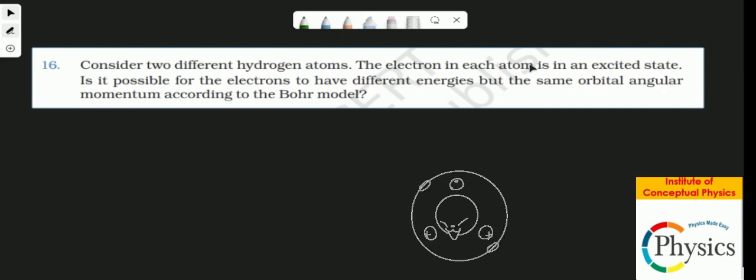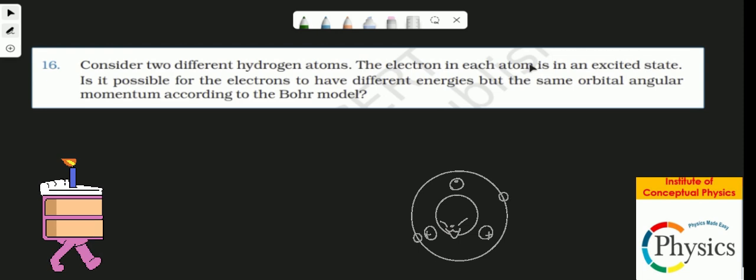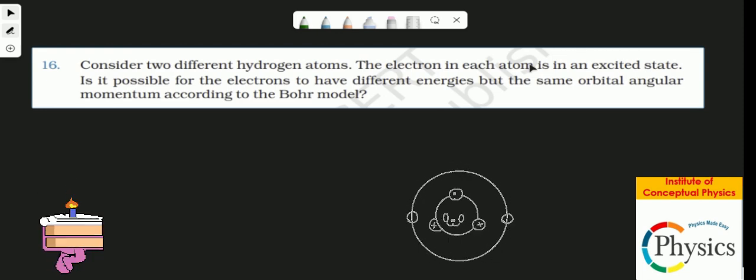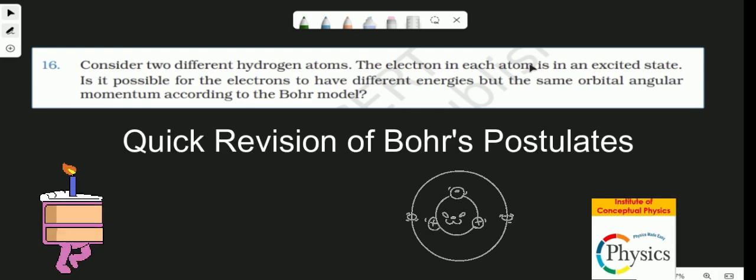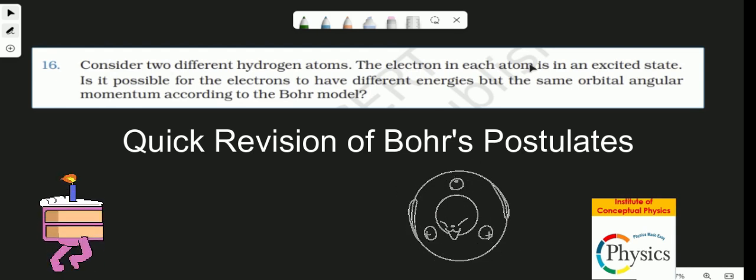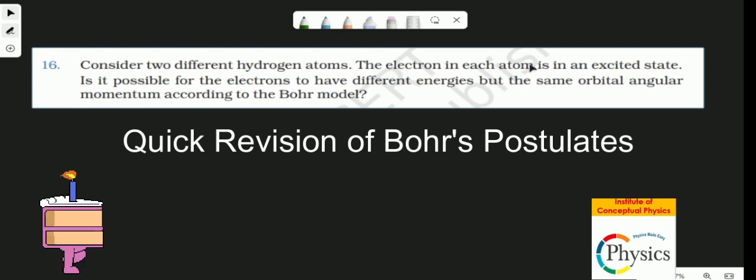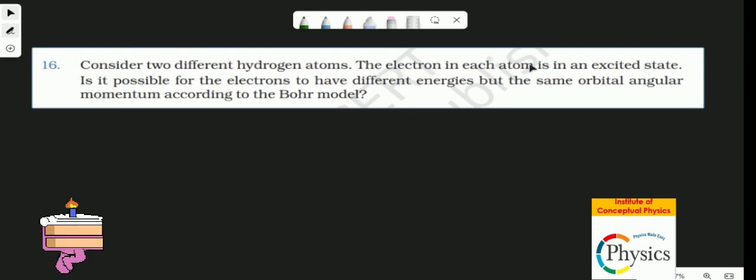Good morning. This question is from atomic physics. The focus of this question is to test your understanding of Bohr's model. Bohr's model has postulates which he gave. The postulates were that the electrons are in stationary orbits around the nucleus, right? So that was postulate number one.